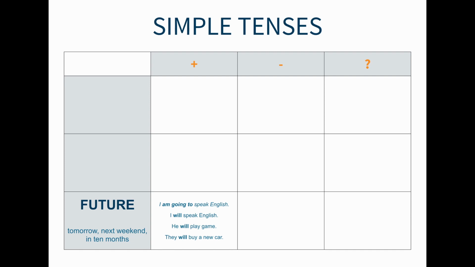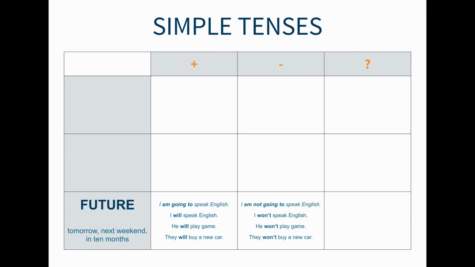Listen to the examples. Positive sentences. I am going to speak English. I will speak English. He will play a game. They will buy a new car.